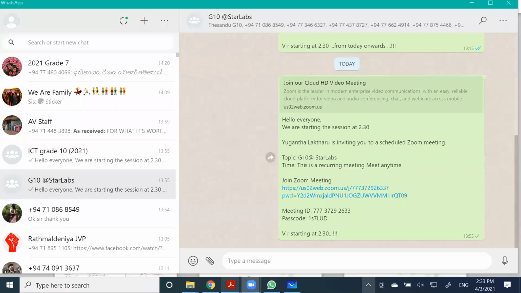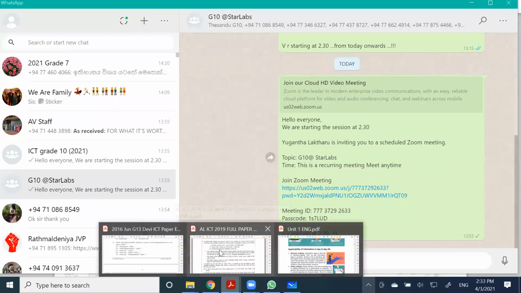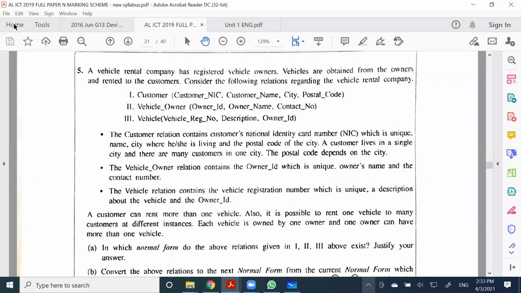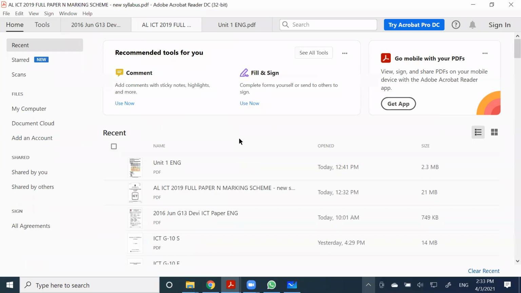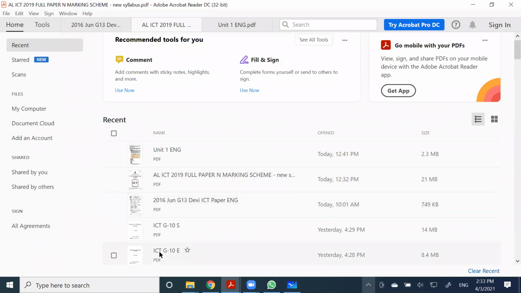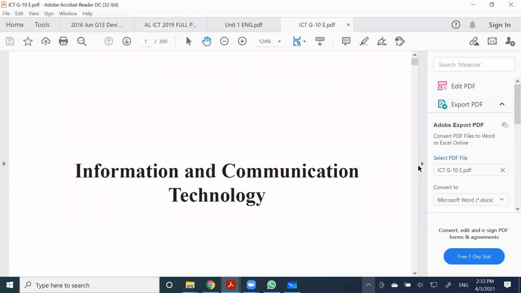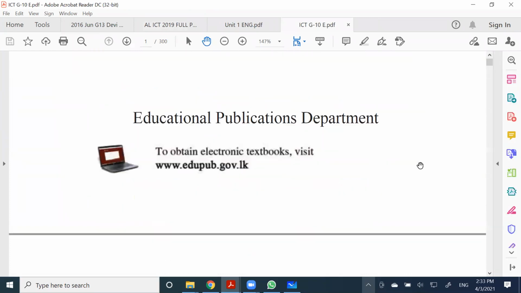So last week we just got to know about networks, and we discussed different kinds of network devices. Today we are going to continue from that point onwards. Let me take your textbook. Hopefully we will be able to finish the lesson by today. So let's try our best.